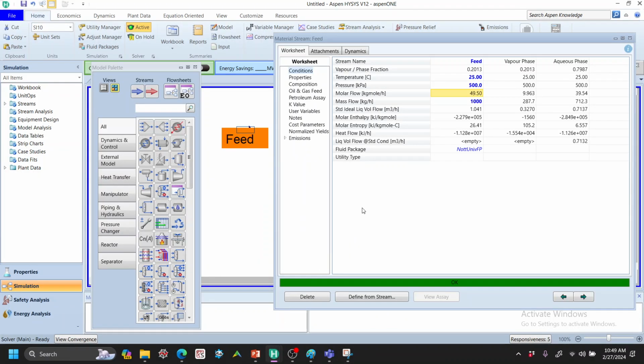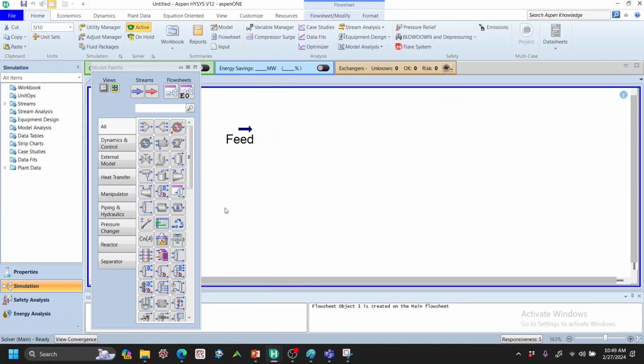We make steady state first because we don't know the size of the vessels and the size of the valves. Valve is more important. We will do steady state first, and then we have this feed coming in, and then we can add a valve.